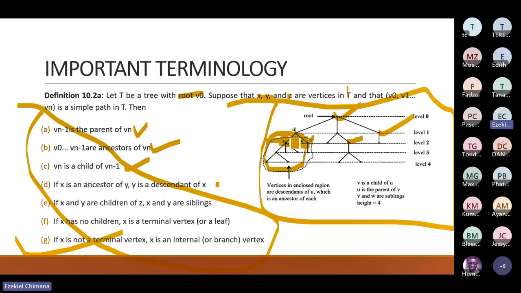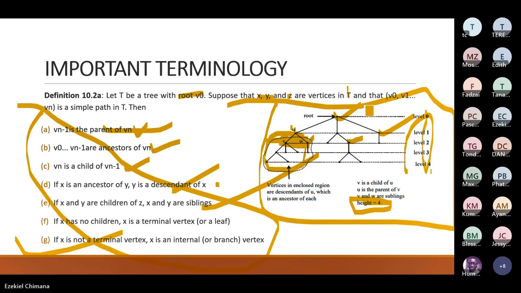If you take this as a family tree, V and W will be siblings. The height of this graph is 4, because the levels go from 0 to 4, so the height is the number of levels that we have there. So normally, that's the terminology that we'll be talking about: the descendants, the siblings, the parent or the root. U is a parent of V, and U is a parent of W.